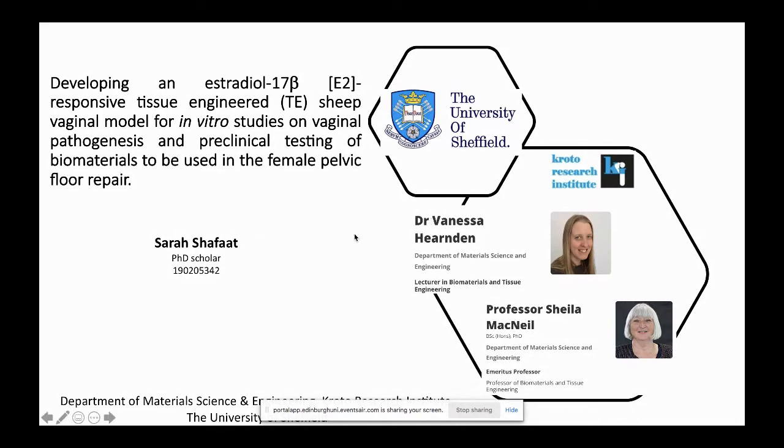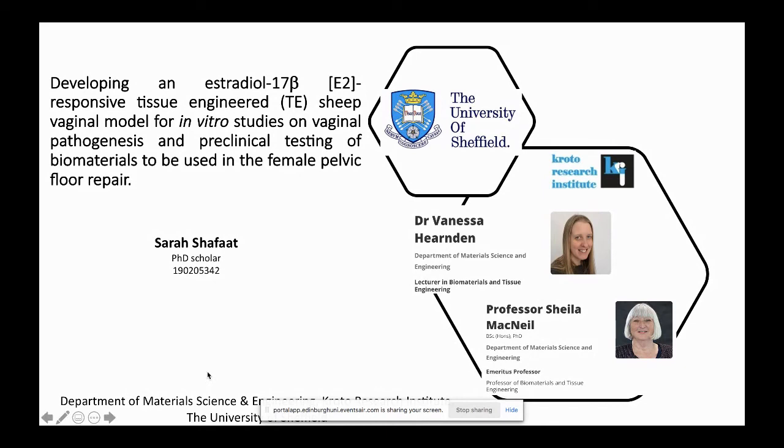Over the past decade, Professor McNeil's research group in the Kroto Institute has been working on developing potential materials for female pelvic floor repair. The need is not only to develop these materials, but also to develop better preclinical testing methods for these materials before they go into animal studies. In this way, we can reduce the number of animals used in vaginal research.